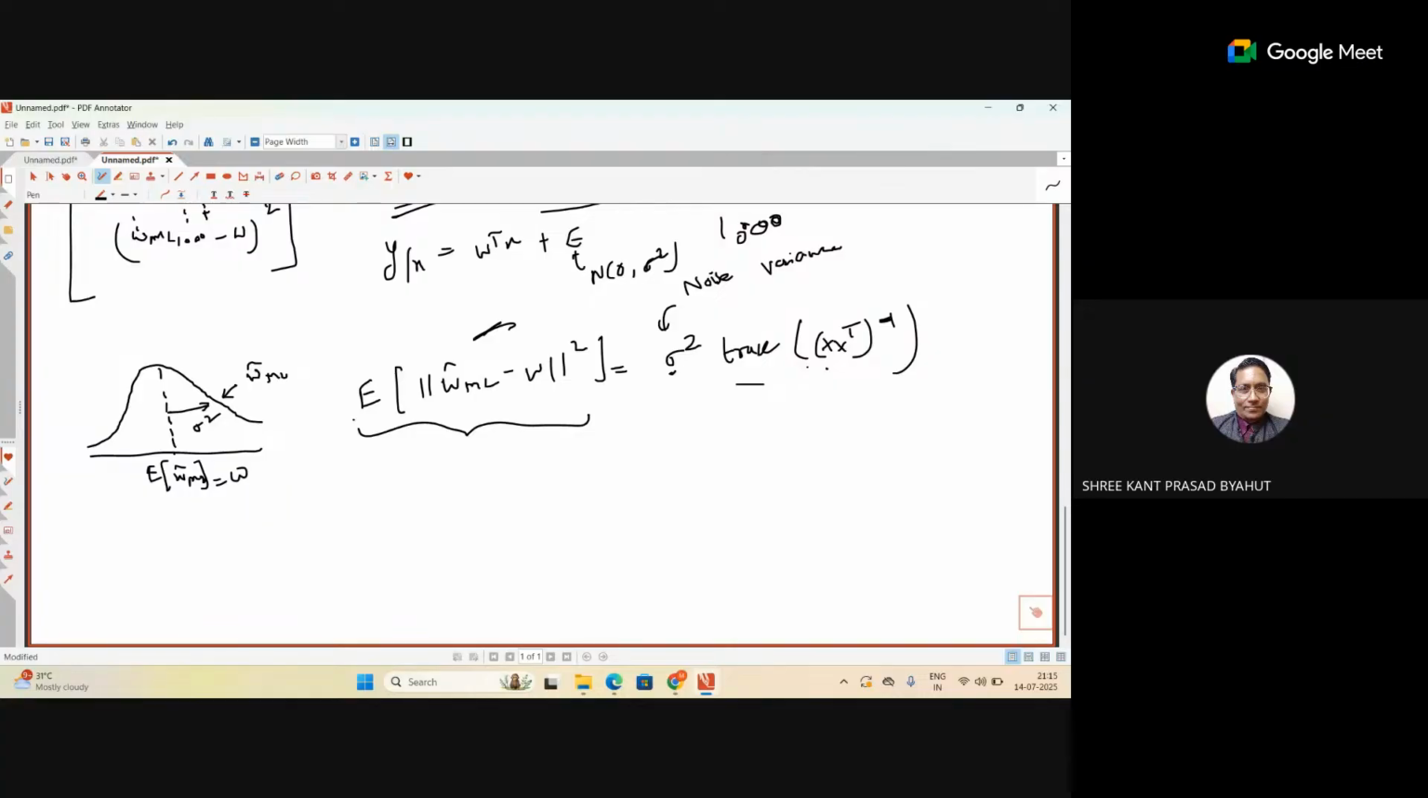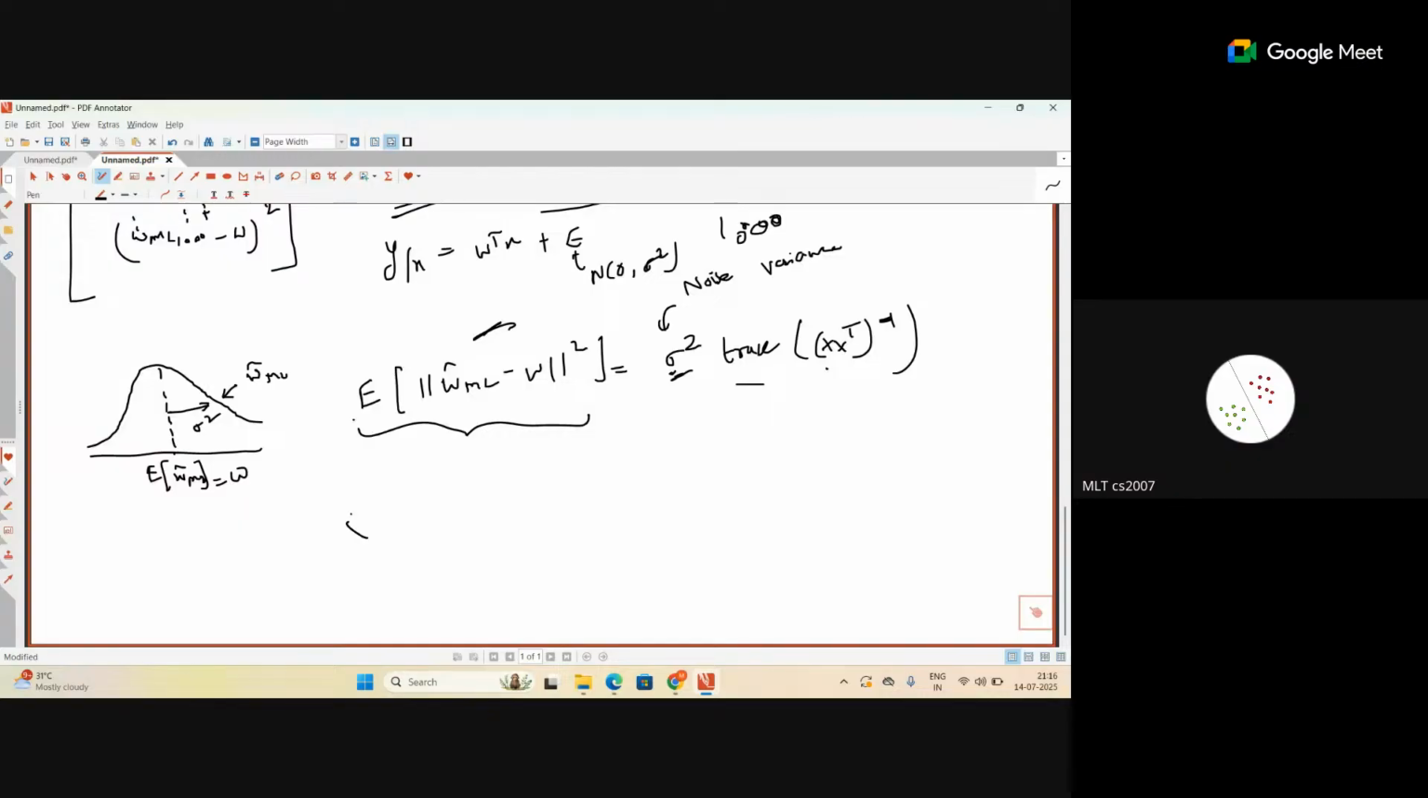This is sigma times trace of this, no? Sigma square times trace of this, right? Correct. Okay, I hope this part is fine. Now I cannot change this sigma square. What about the trace of X X transpose?